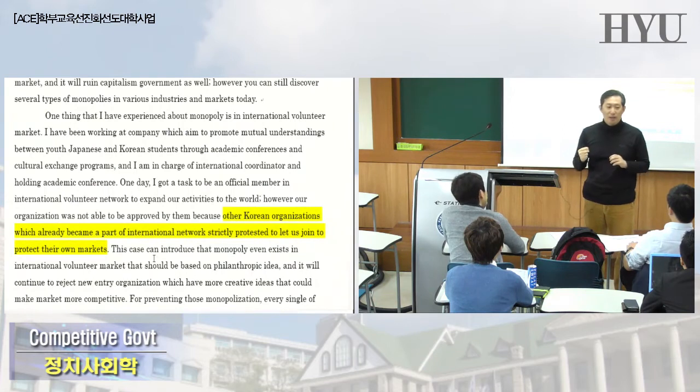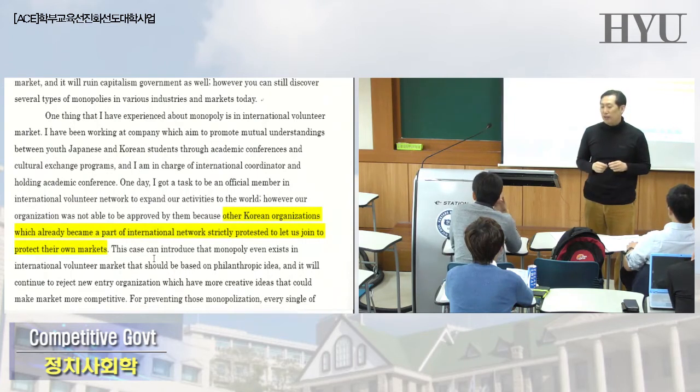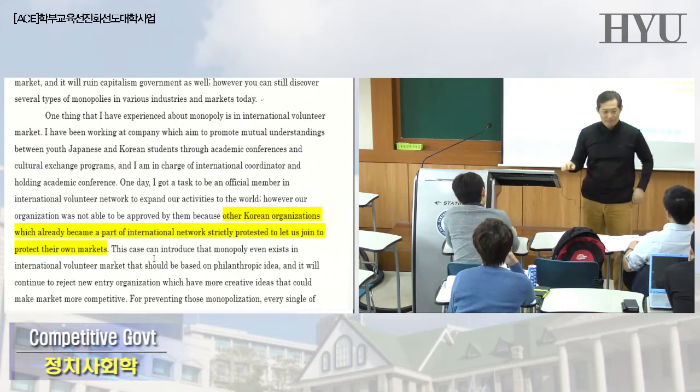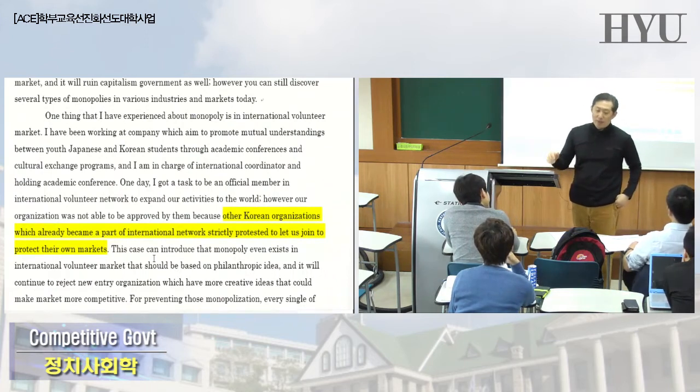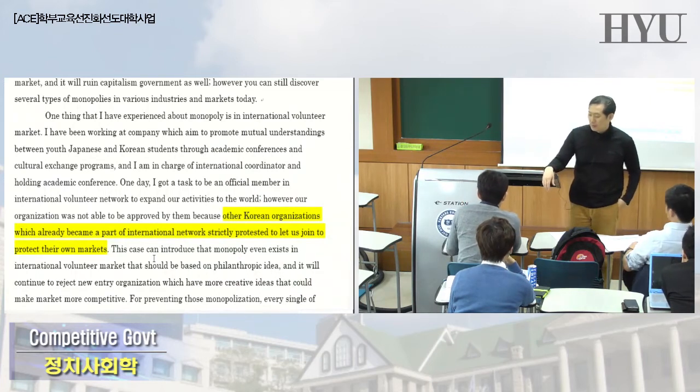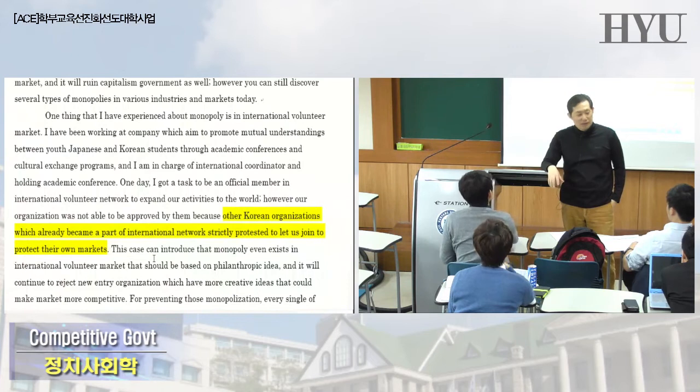So in this case, a few nonprofit organizations dominate the conferences between Koreans and Japanese, and they don't want new competitors coming in. Why? Because their customers will be taken from their market. That means they might get fewer students, especially if yours is better. So again, this is an interesting dynamic. It doesn't matter what sector you are, public, private, or nonprofit, you just don't like competition.